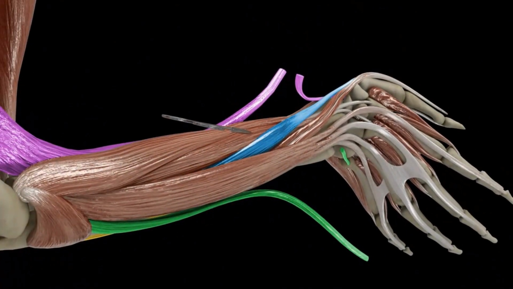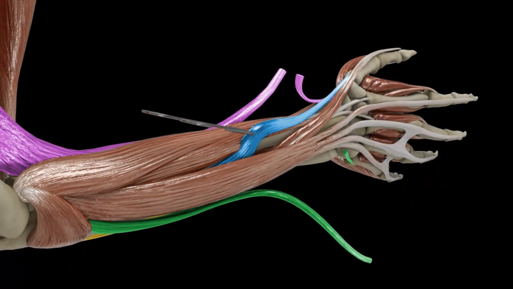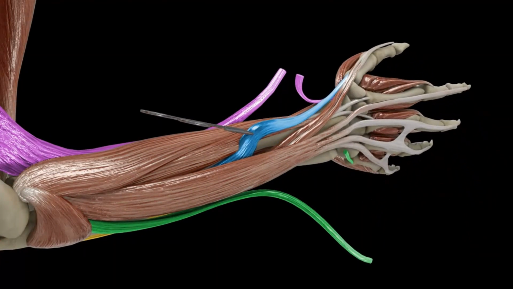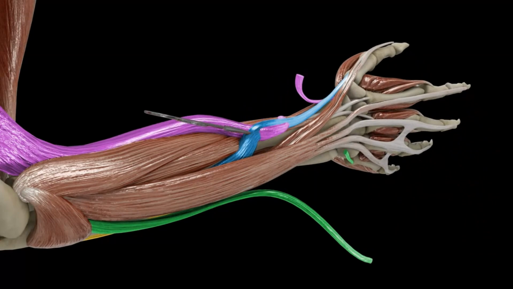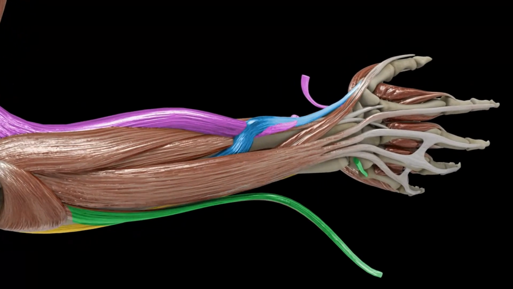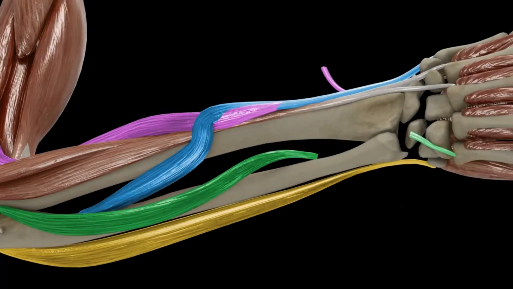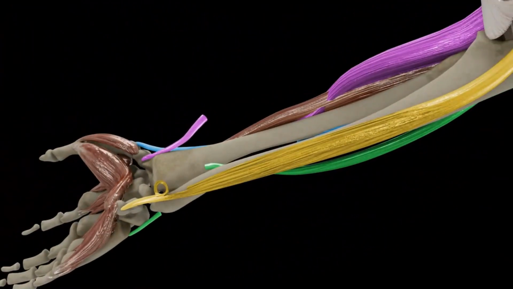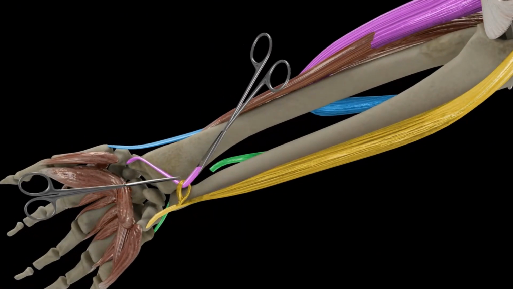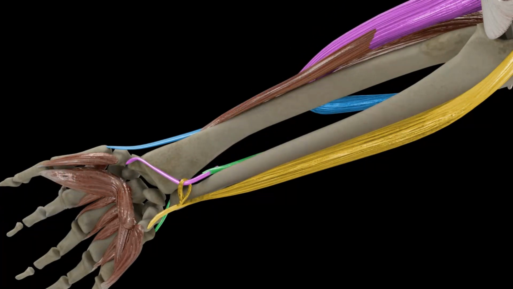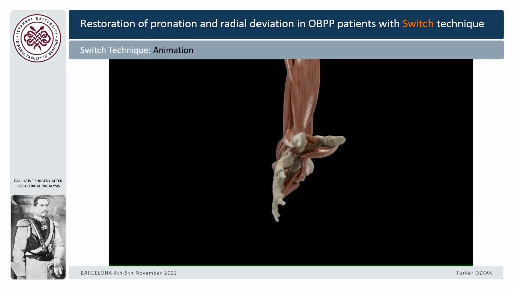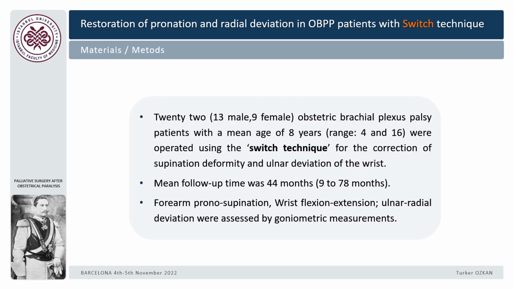Here you can see that APL tendon also acts as a radial deviator of the wrist. And the proximal end of the BR tendon is woven into APL tendon in an end-to-side manner. The ECU tendon is passed through interosseous membrane from dorsal to volar. The distal end of the BR tendon is passed through the pulley over FCU to allow its course to be parallel to the fibers of the PQ muscle. And finally, the ECU is sutured to the distal end of the BR muscle.